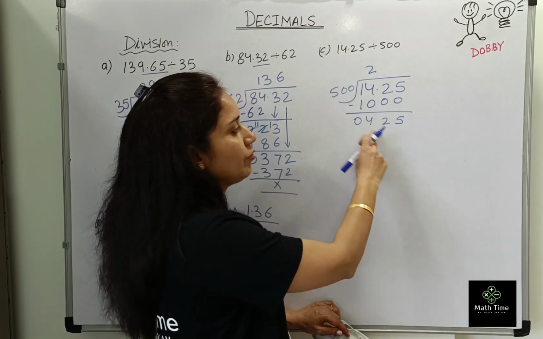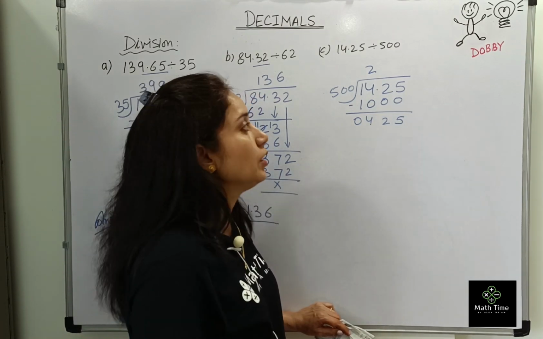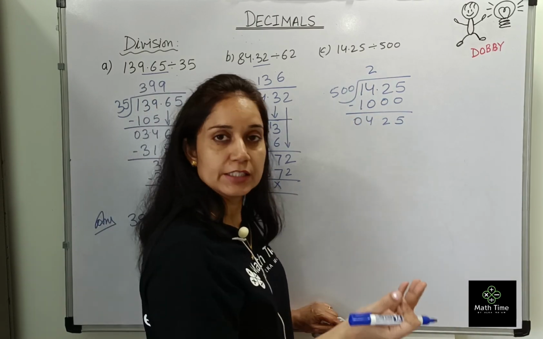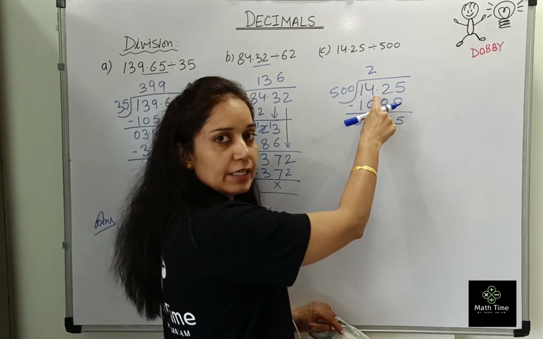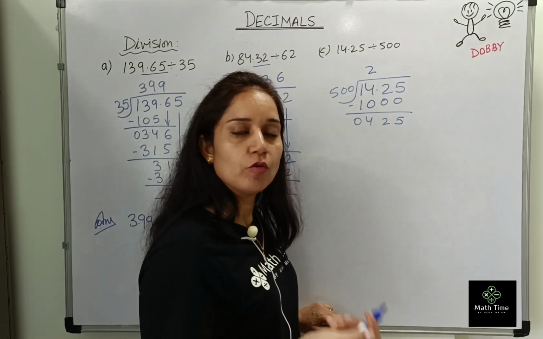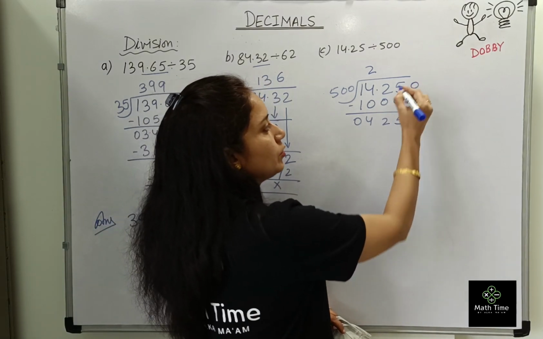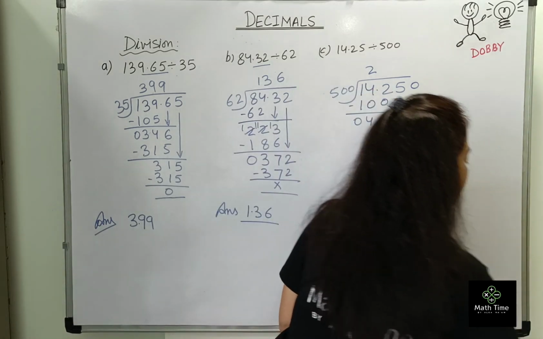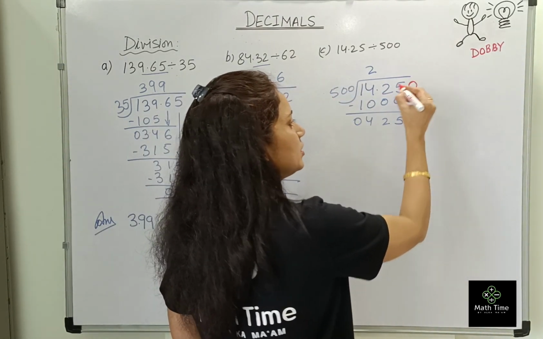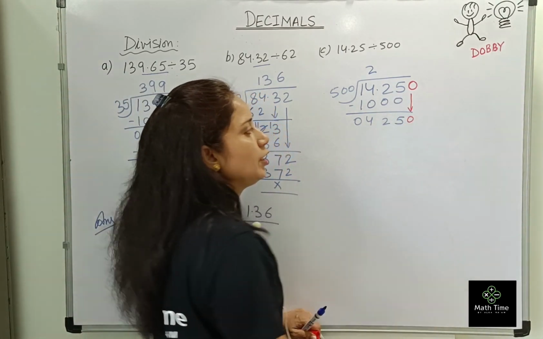Now 425 is not divisible by 500. So what to do? As you learned just now in the equivalent decimals, in a decimal number at the extreme right we can put 0, that won't change the value of the number. So after 25 we can write 0 here. I am highlighting with another color so that it is clear to you that yes, we have added one 0 here. So that 0 copy down, it becomes 4250.